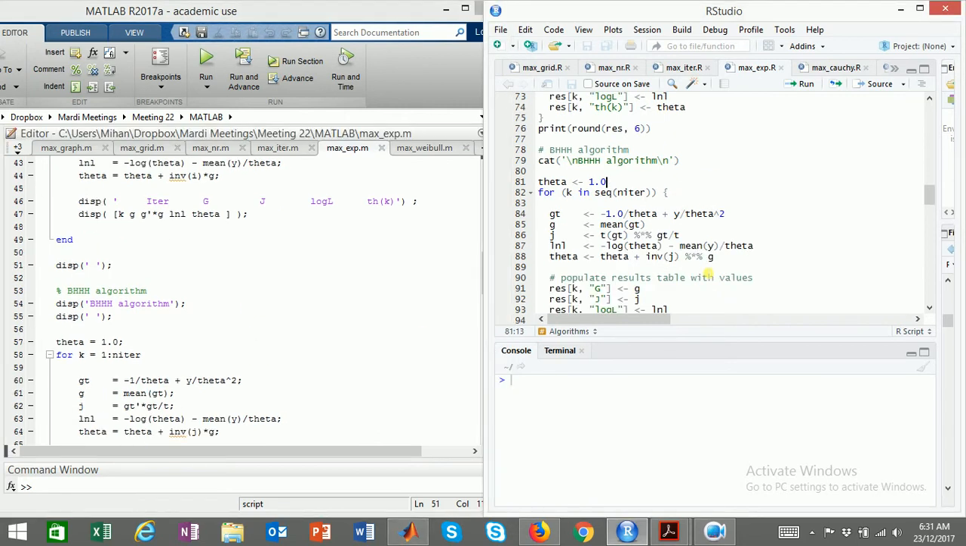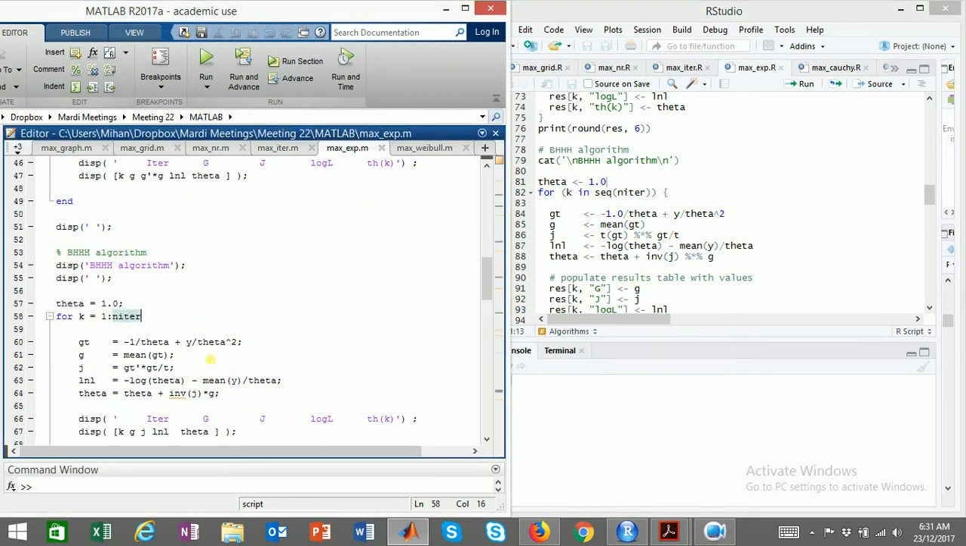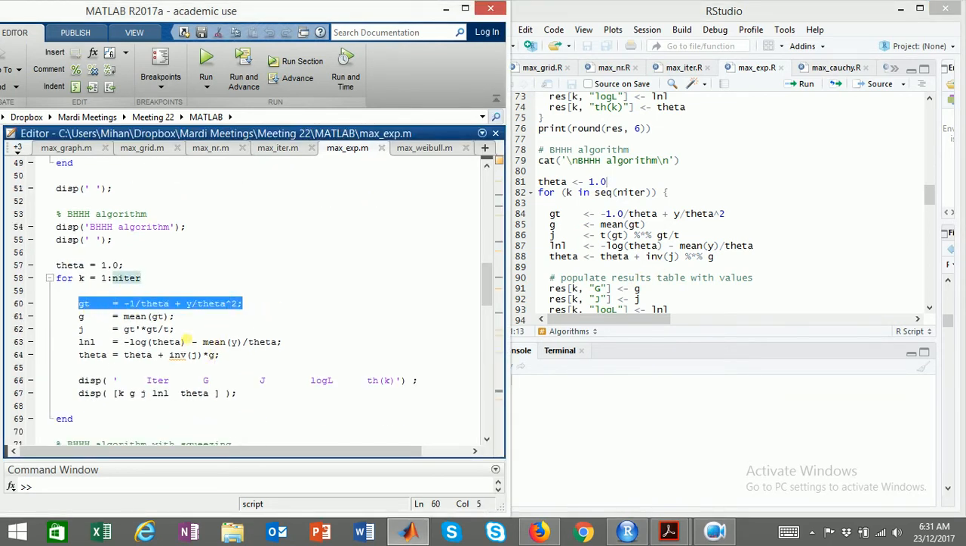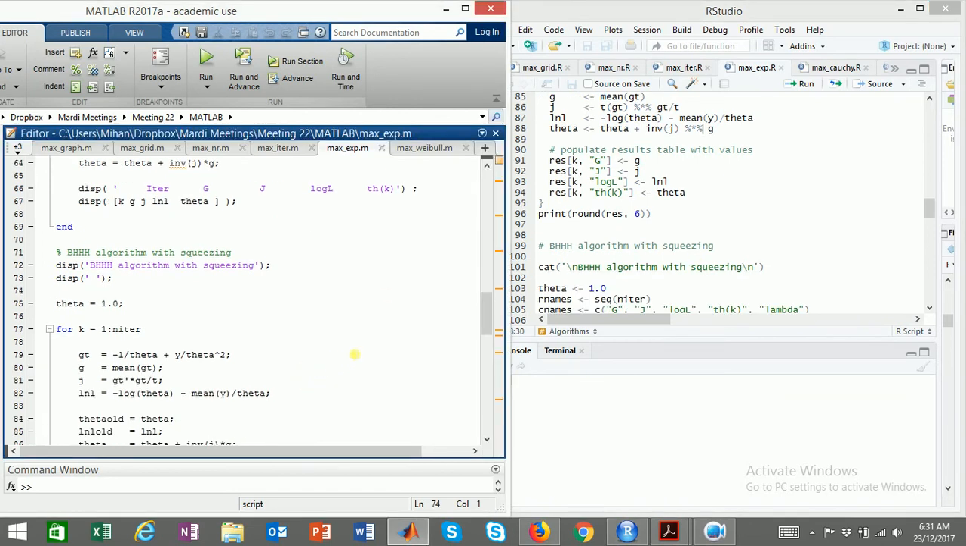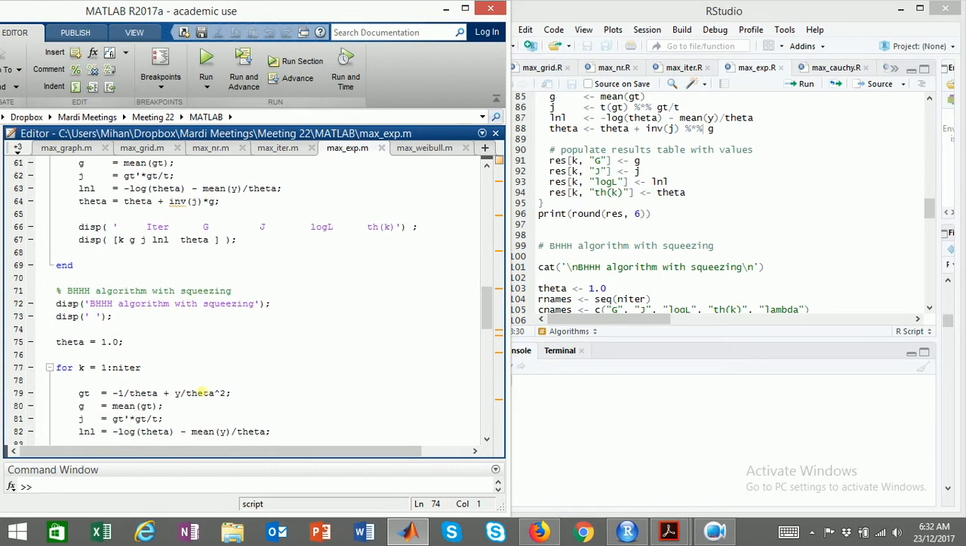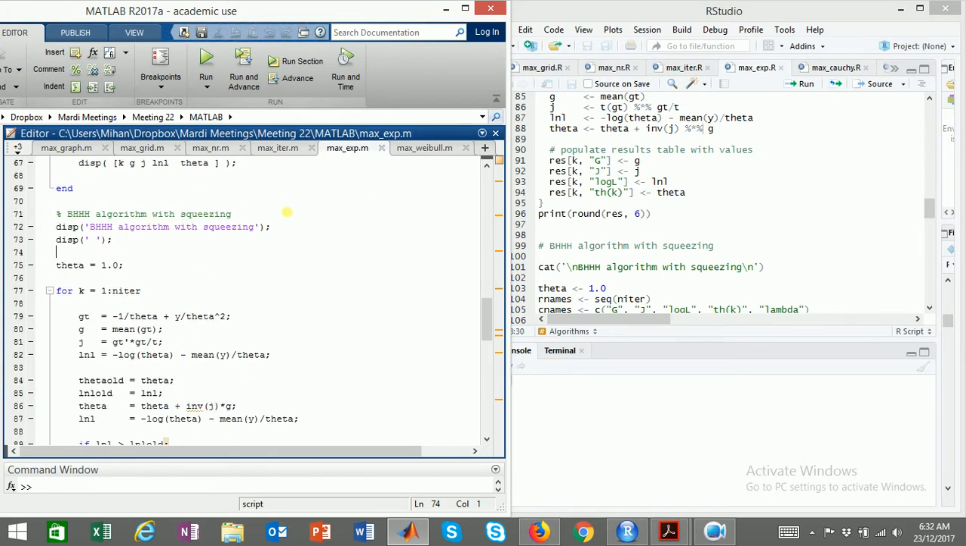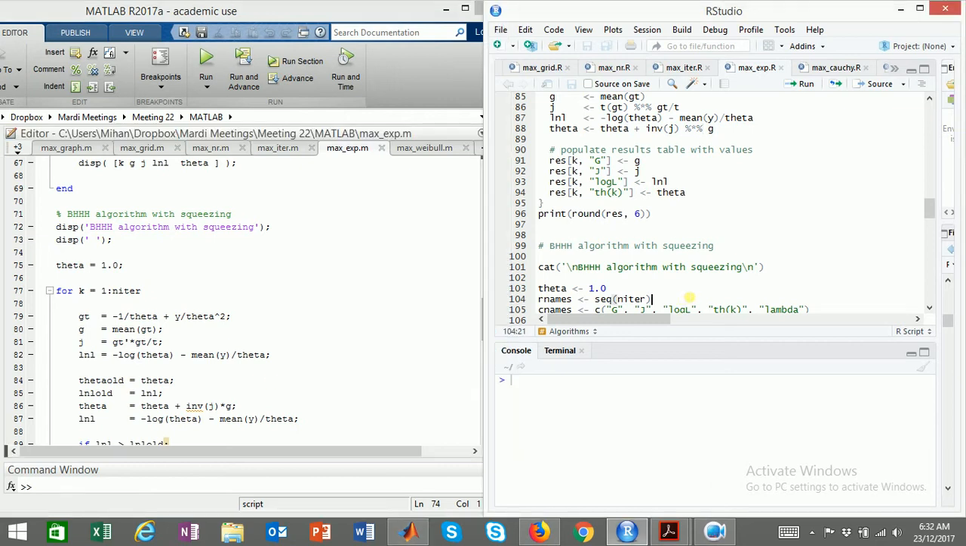With the BHH algorithm, what's changing? I'm just getting the gradient, which is the mean of GT, and then bringing in the outer product of the gradient. See, the mean of the inverse of the gradient multiplied by the gradient, nothing else, and then I'm populating the results. Then with squeezing, theta equals 1 by theta square, mean, gradient, with theta. Everything remains the same for squeezing.